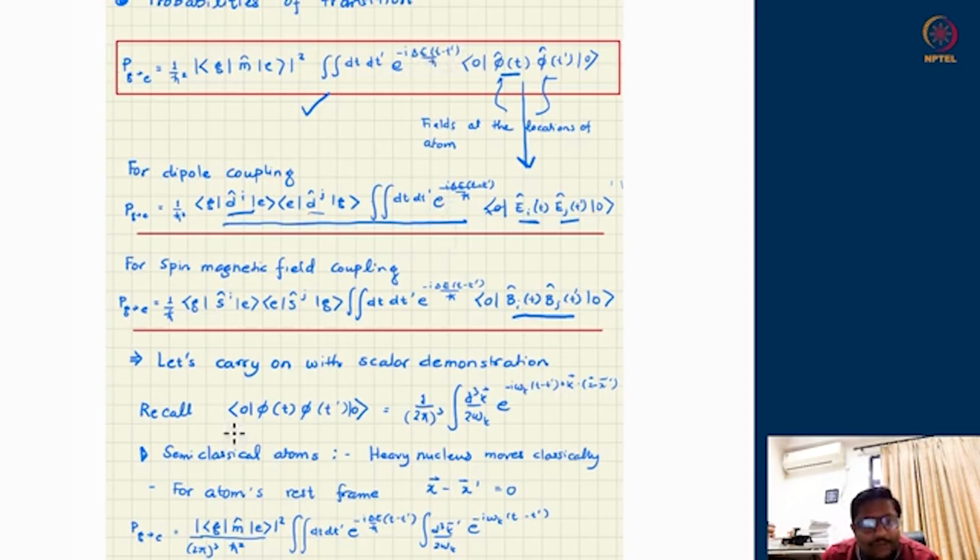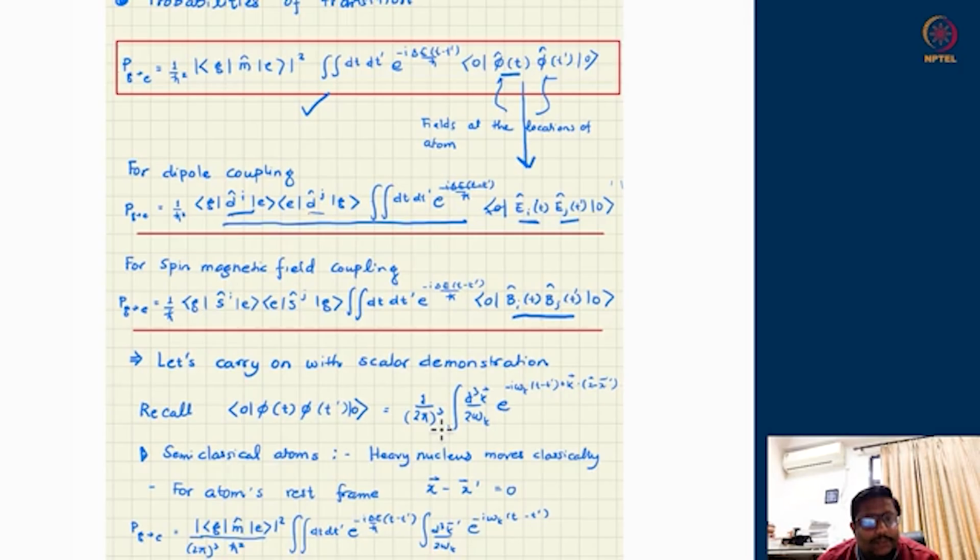Now we know from our previous classes that for a scalar field, I can compute the 2-point function across t and t prime through this integration. This is the mode function representation of the 2-point function, which we have done previously in the class as well. Here e to the power minus i omega_k (t minus t prime) plus i k dot (x minus x prime) appears in the phase of the exponential, and then you have to integrate over all Fourier modes.